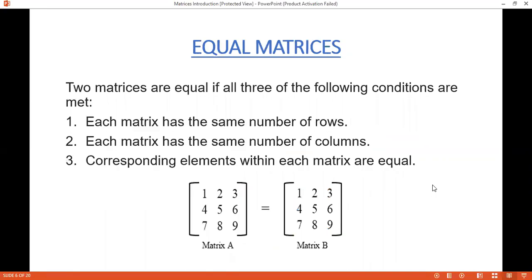Equal matrix. Equal matrices must satisfy the following three conditions. Each matrix has the same number of rows. Each matrix has the same number of columns, and corresponding entities within each matrix must be the same. For example, matrix A contains 1, 2, 3, 4, 5, 6, 7, 8. It is a 3 cross 3 matrix. Matrix B has the same number of rows and the same number of columns, and also the entities presented in this rectangular array are the same. So matrix A equals matrix B. This is known as equality of matrices.